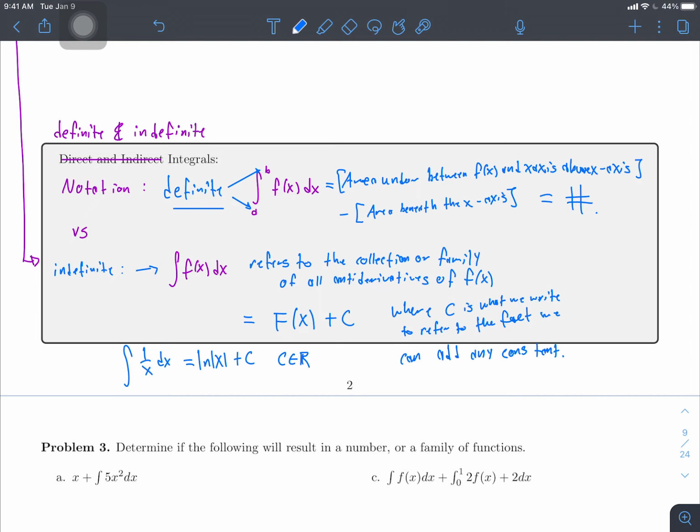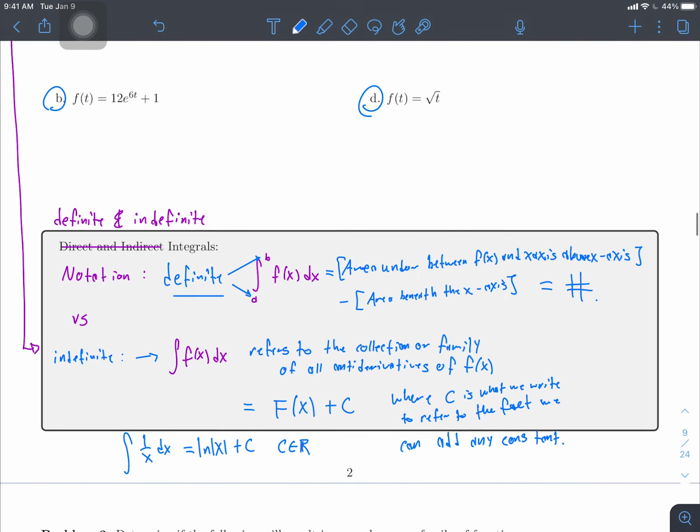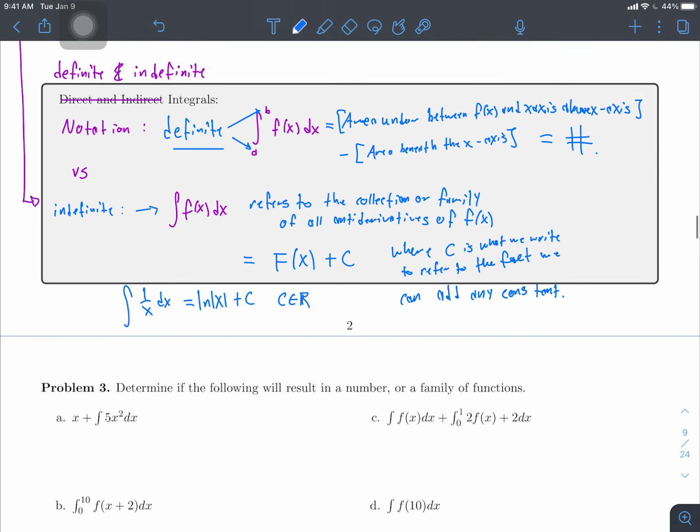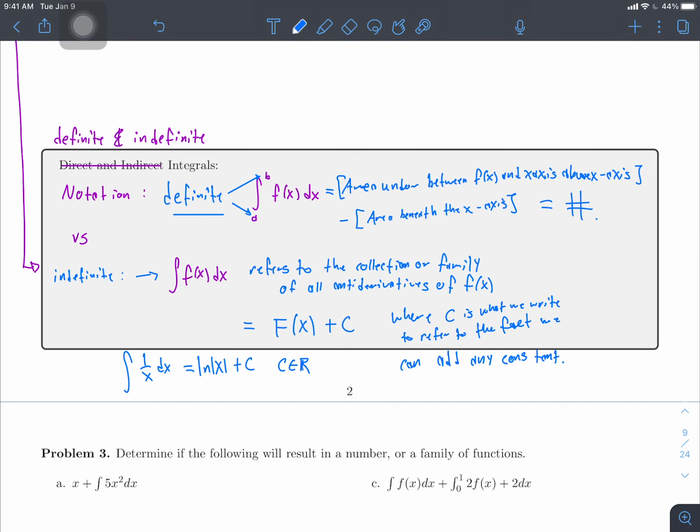Okay, so now we're going to learn how to do some indefinite integrals, which again, they tell us what is the antiderivative of a function. Okay? So any questions on this definition and notation before we move on?